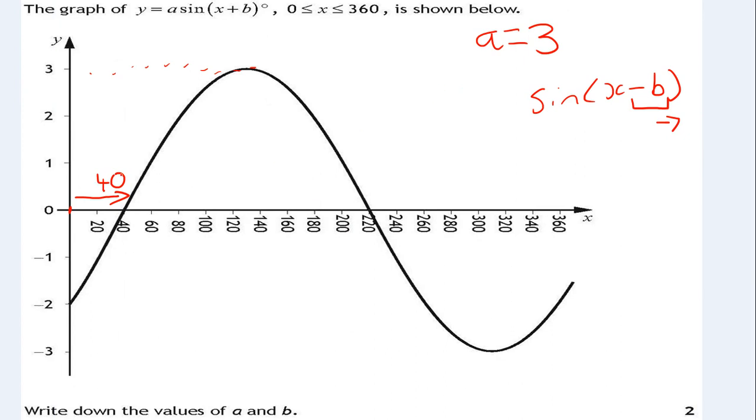So here I've gone 40 to the right, so this would be sine x take 40. And we've already said that a is 3. Okay, so this is the graph. So the value of b would be minus 40.